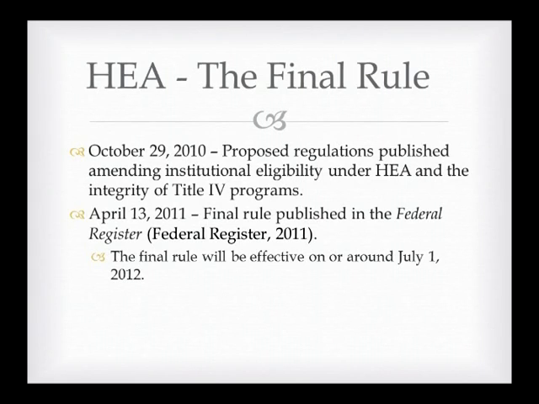On October 29, 2010, the Obama administration published proposed regulations amending institutional eligibility under HEA and the integrity of Title IV programs. On April 13, 2011, the Obama administration published the final rule in the Federal Register. The final rule will be effective on or around July 1, 2012, and was the result of over 90,000 comments received during the public commenting period.